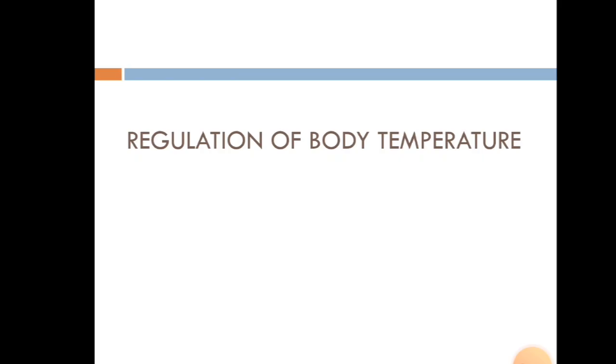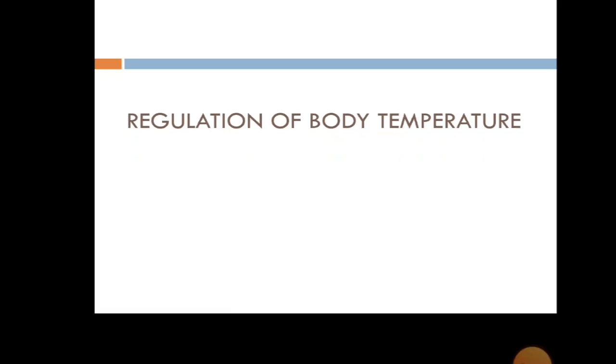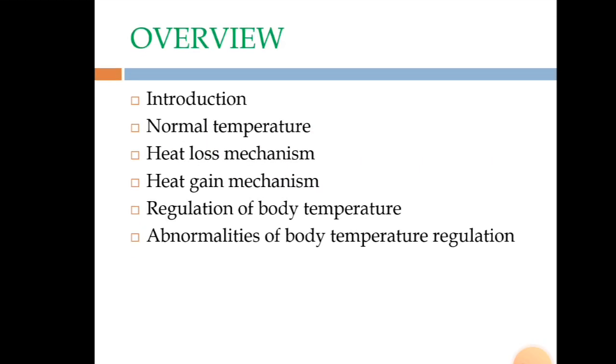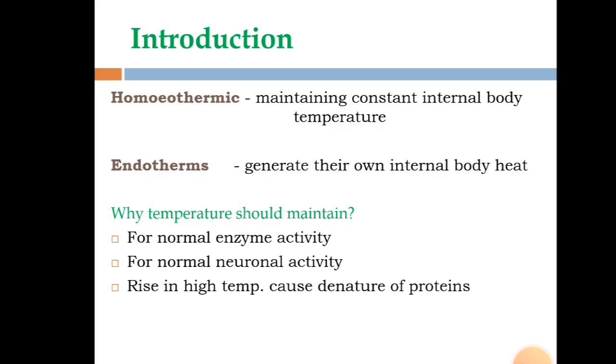Today we are going to tell you about regulation of body temperature. This is about the overview and next the introduction. Why is there a need to maintain body temperature? For normal enzyme activity and for neuronal activity, and also high temperature can cause protein denaturation.